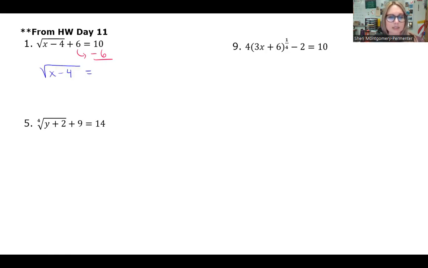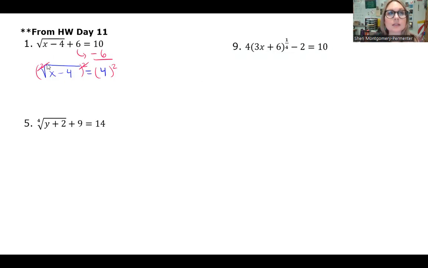Ten minus 6 is 4. From here, to get rid of a square root, we have to raise both sides to a power. That power has to match the index. Well, what is the index if it's not there? A 2. So there's a 2 here. So we have to raise it to the second power so that these match and they will cancel out. And I have to raise this to the same power.